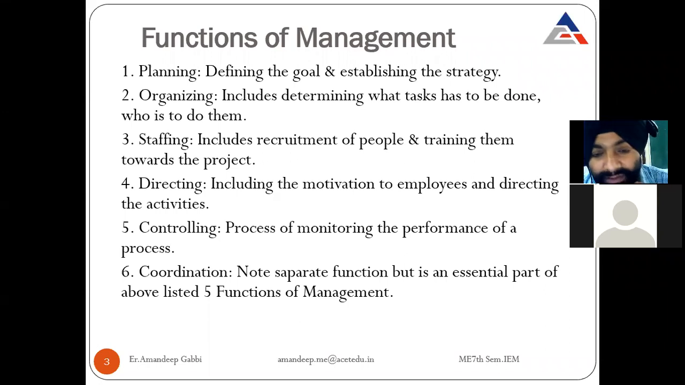Staffing includes recruitment of people and training them towards the project. Staffing is needed when the desired plan requires some new, fresh candidates to join this particular institute, including the recruitment processes, and if training is required, then training should be arranged for that.